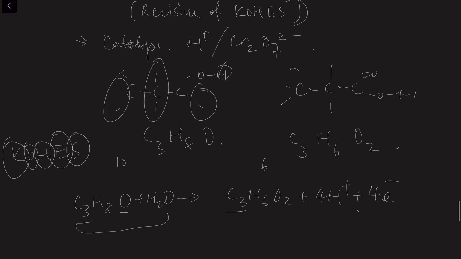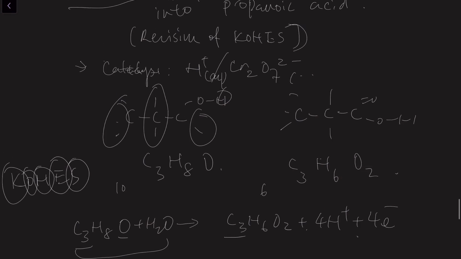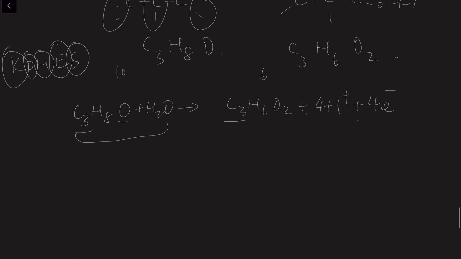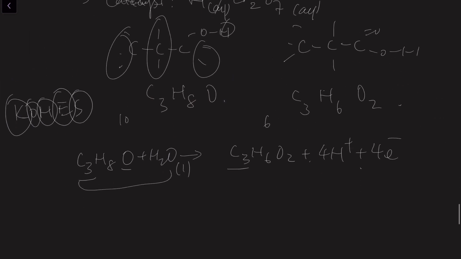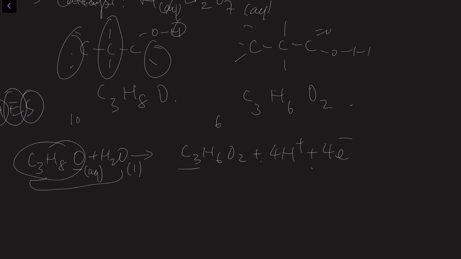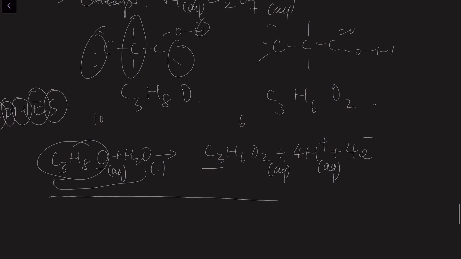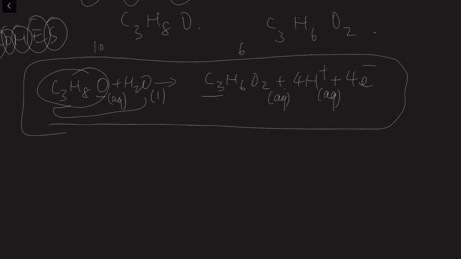Because we are conducting everything under aqueous solutions, we have water as a liquid. The propanol, the alcohol, is aqueous because it is slightly soluble in water. The acid is also soluble. H plus ion is also soluble. There's no state for the electron. So this is the oxidation half equation. As you can see, we have electrons transferred out, which is consistent with the definition of oxidation.